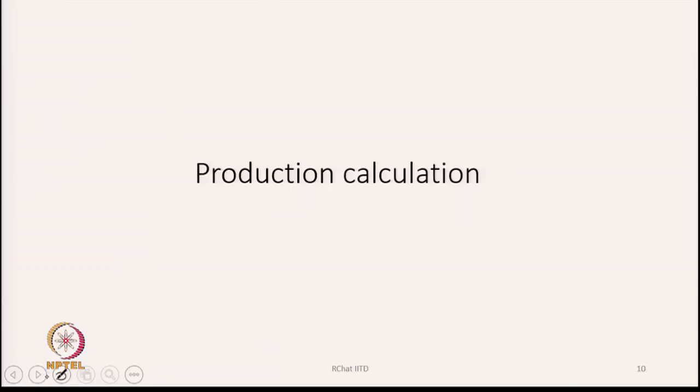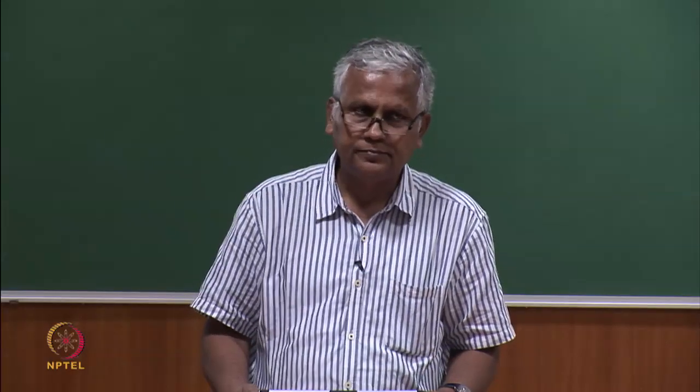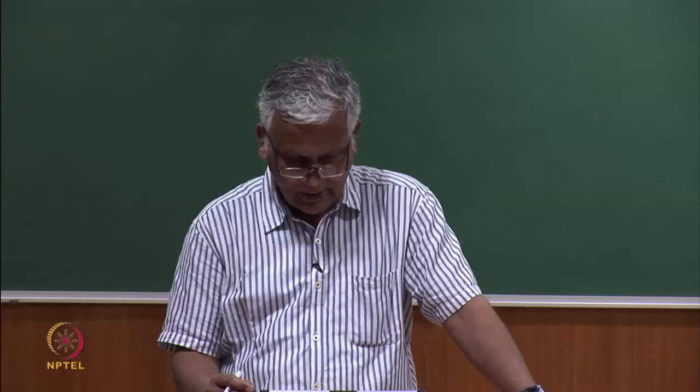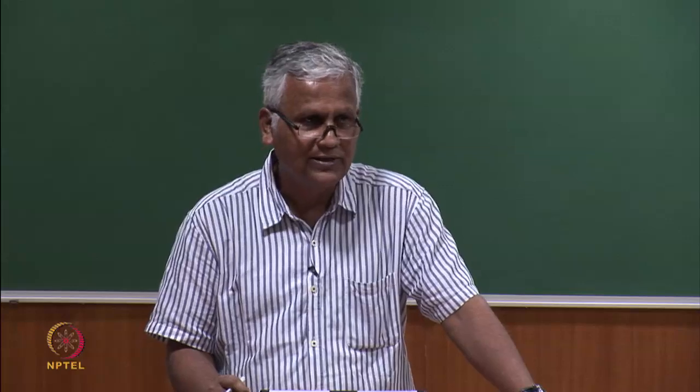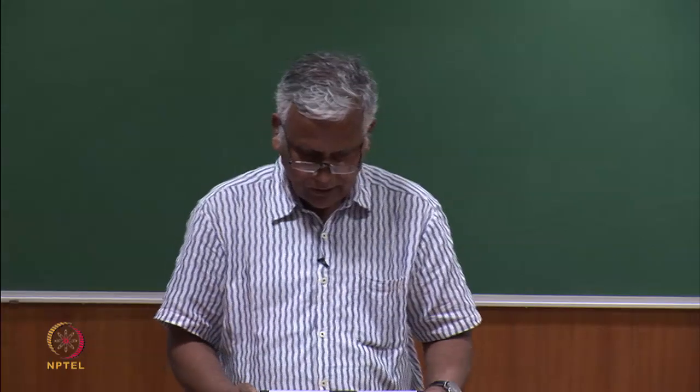Now, we come to the production calculations. Production is based on front roller delivery and roving hank given in tex. Expressing roving hank in tex means the calculation will be a little bit simpler. When you express it in terms of Ne, the calculation becomes a little more difficult than when you use the tex form. In tex it becomes very direct and very fast to calculate.